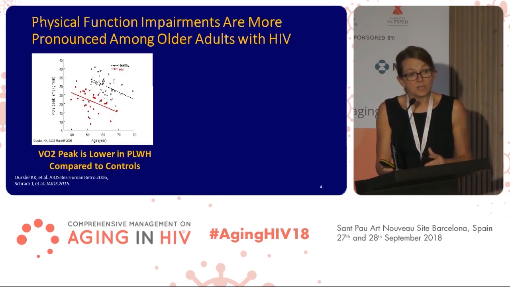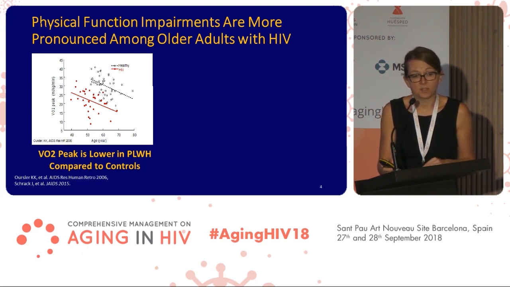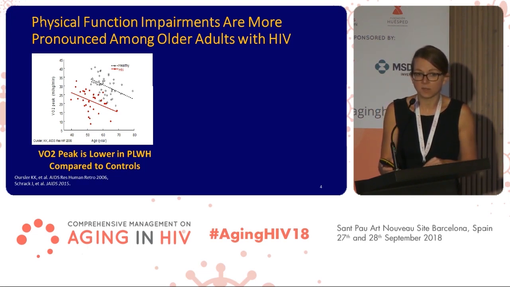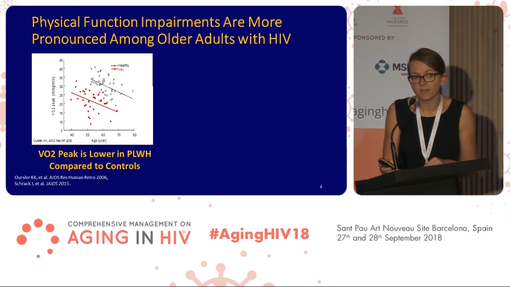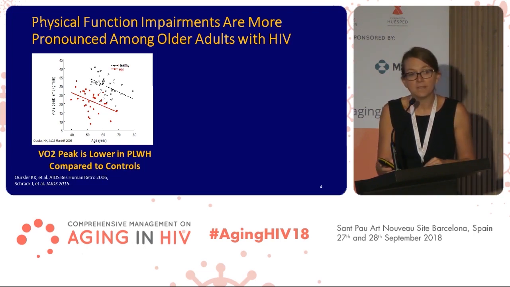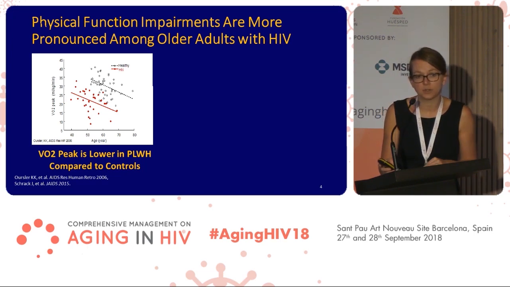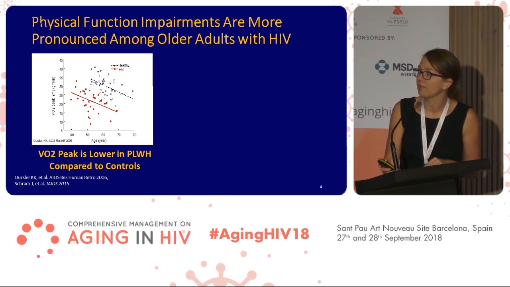So when we do these frailty indices or different measures of physical function, we indeed see that physical function impairment appears to be more pronounced in people living with HIV. This was one of the first studies that found this, from Kristine Erlandson, looking at men with HIV. And you can see in the red line that they have a lower VO2 peak, or measure of exercise endurance, compared to men without HIV.